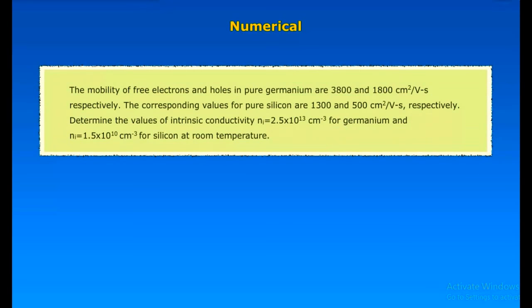Numerical. The mobility of free electrons and holes in pure germanium are 3800 and 1800 centimeters square per volt second respectively. The corresponding values for pure silicon are 1300 and 500 centimeters square per volt second respectively. Determine the values of intrinsic conductivity. Ni is equal to 2.5 into 10 to the power 13 for germanium, and Ni is equal to 1.5 into 10 to the power of 10 for silicon at room temperature.